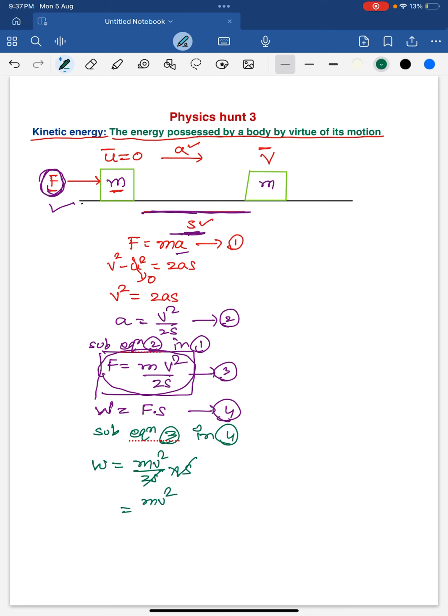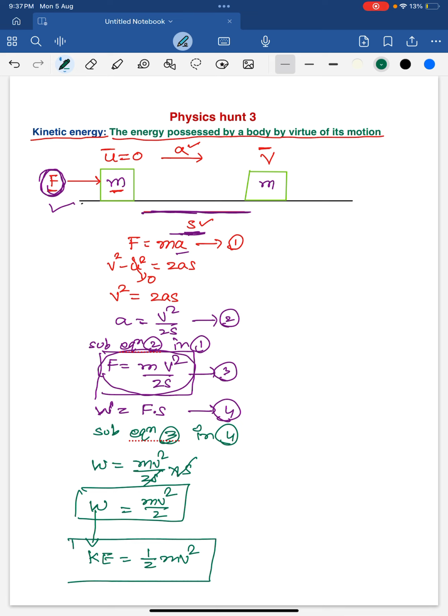This s and this s cancel. The rest of the equation is mv square by 2. So the work done is equal to mv square by 2. Here this work is nothing but the kinetic energy. Therefore KE is equal to half mv square. This is the final expression for kinetic energy.